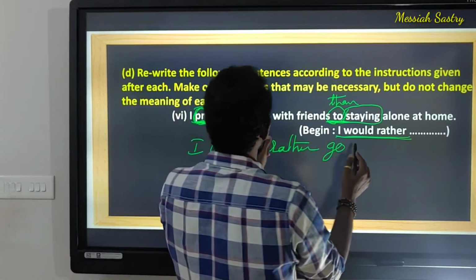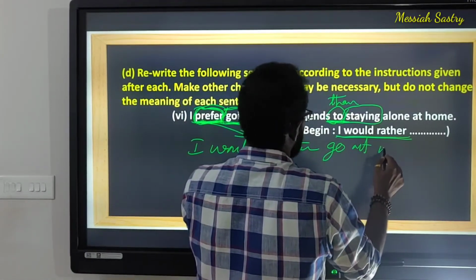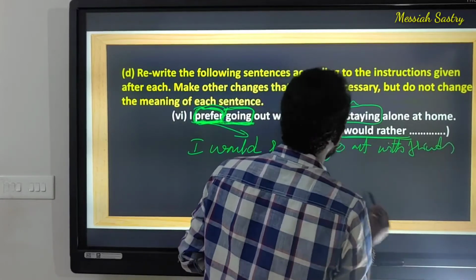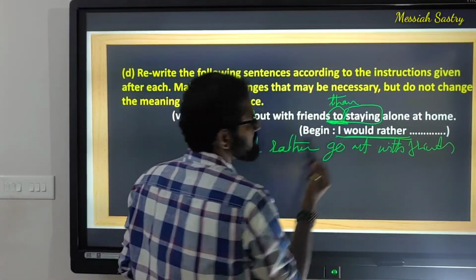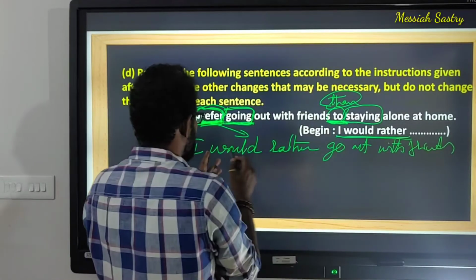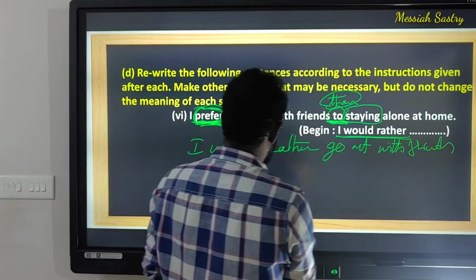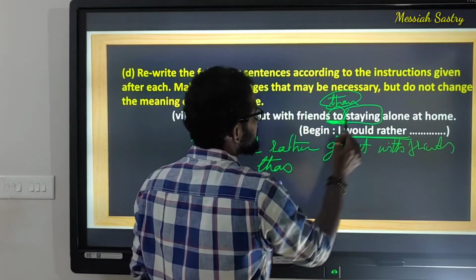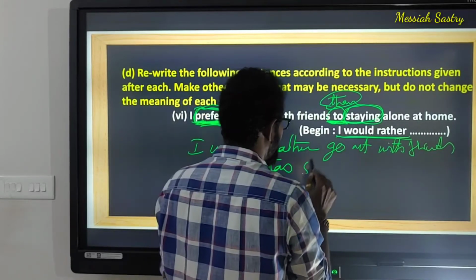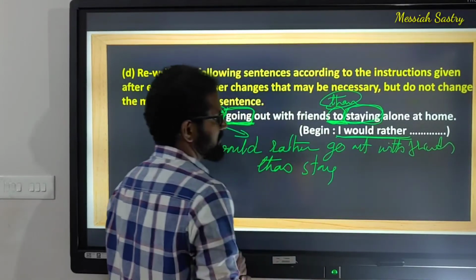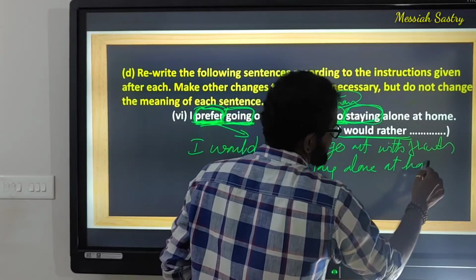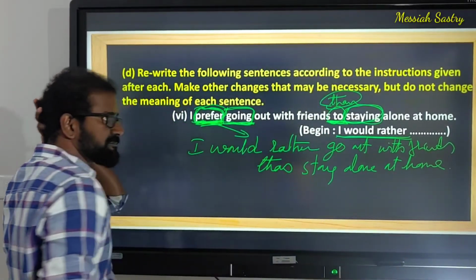I would rather go out with friends. Now prefer takes "to", would rather takes "than". So I would rather go out with friends than, don't use a participle or gerund, use the base form of the verb. Stay alone at home.